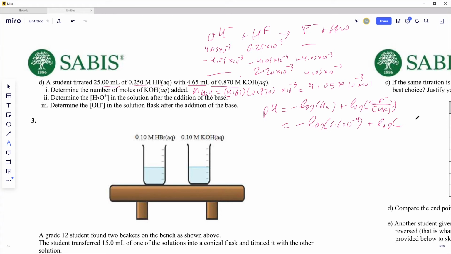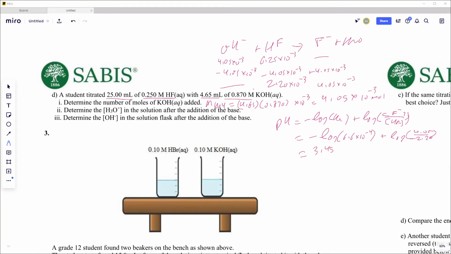So log, what's the n for that one? It's 4.05 times 10 to the power of minus 3. Actually, I don't need to write it again. The 10 to the power of minus 3 cancels, they're the same, leaving 4.05 over 2.2. So minus log of 6.6 times 10 to the power of minus 4 plus log of 4.05 over 2.2. You're going to get around 3.45. Yeah, around 3.45.